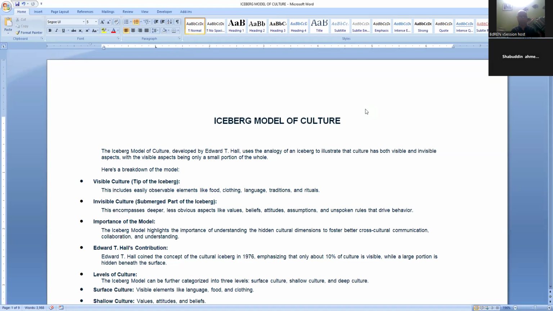So the culture that we usually practice has got these two dimensions. One is the visible dimension, and the other is the invisible dimension. Just think of the visible dimension.